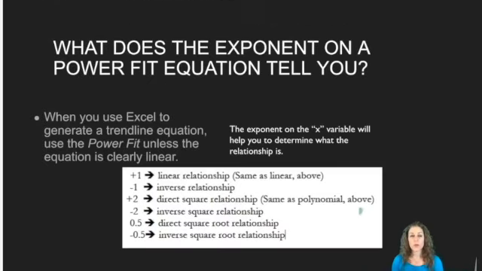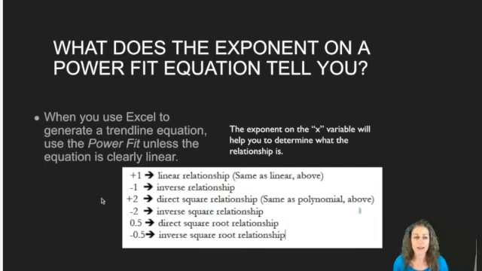Just to review, the exponent on a power fit equation is going to tell you the relationship. We reviewed this a little earlier, but again, you may find this very useful to screenshot. When you have a positive 1 power, it's linear. If it's negative 1, it's inverse. If it's positive 2, it's a direct square. If it's negative 2, it's an inverse square. If it's 0.5, it's a direct square root. If it's negative 0.5, it means inverse square root.